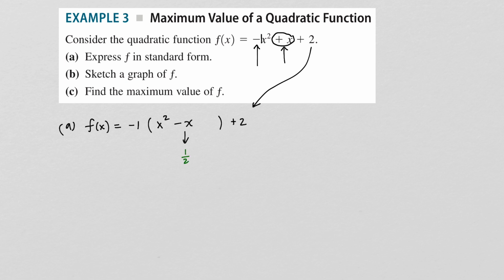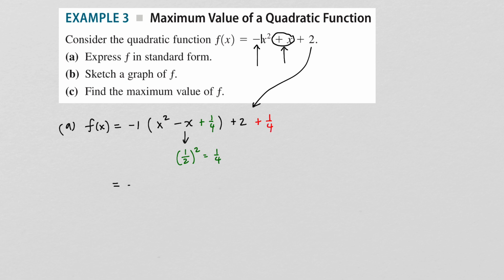We're going to divide it by 2, and we're going to square that. And this, of course, is equal to 1/4. So we're going to add 1/4 here, and then we have to compensate for that out here. But this 1/4 gets multiplied by -1. So -1 times 1/4 is -1/4. So we need to add 1/4 to the outside to compensate for that.